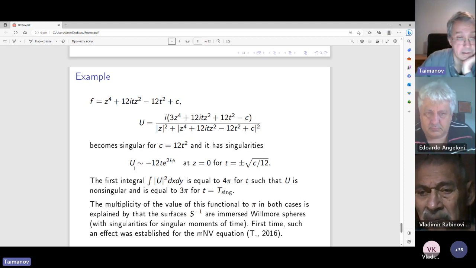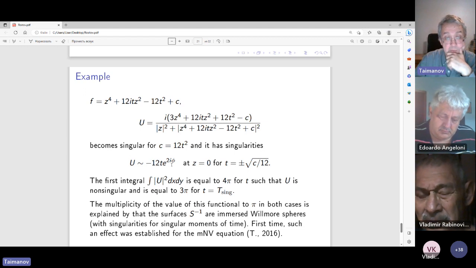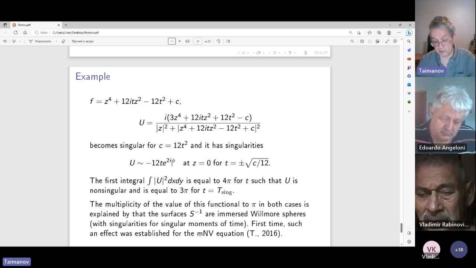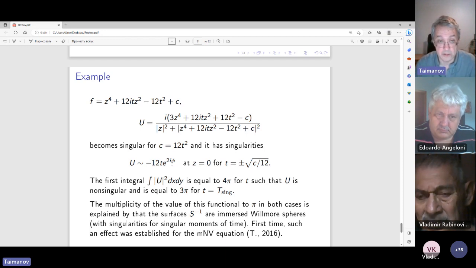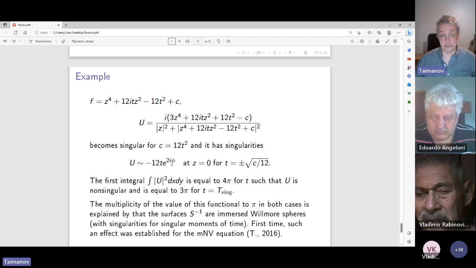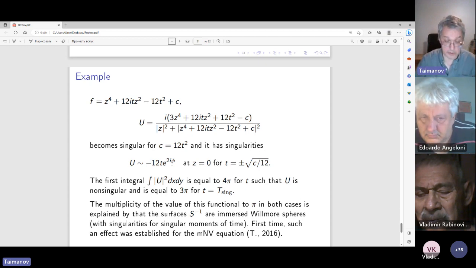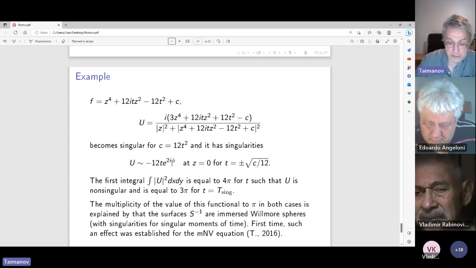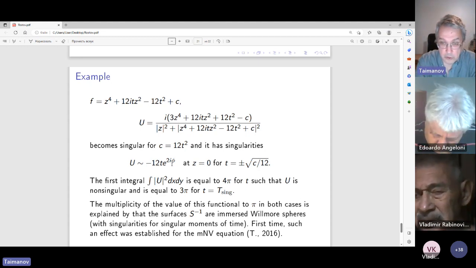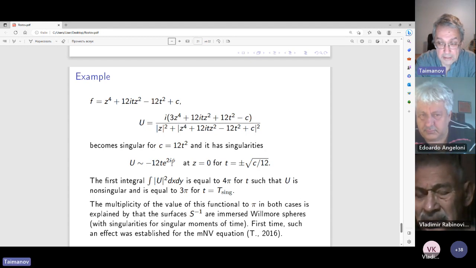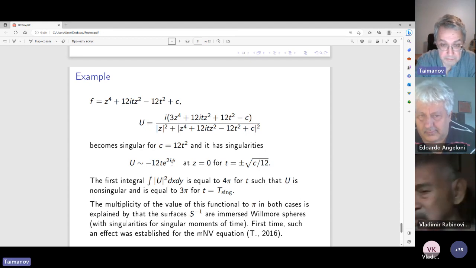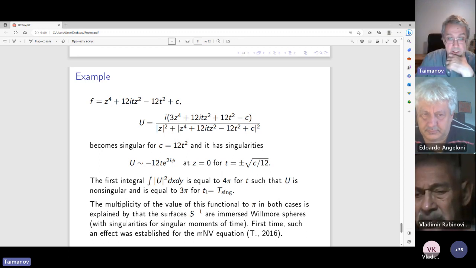u behaves as minus 12t exponent 2i phi, where phi is the angle in planar coordinates. So the solution has a critical point at 0, and it has different limits when coming to the origin along different rays. Again, the first integral here is equal to 4 pi for t such that u is non-singular, and 3 pi for t when it is singular.